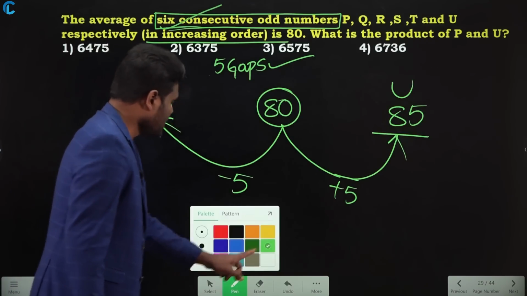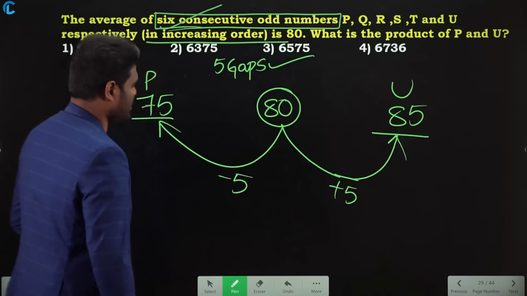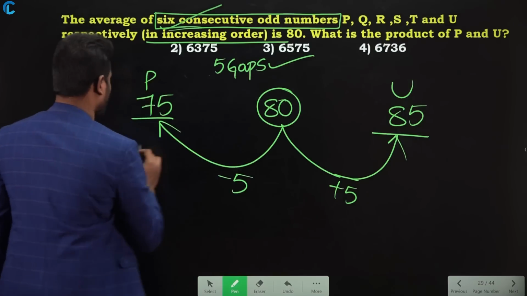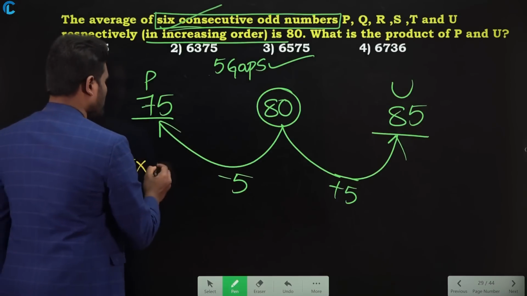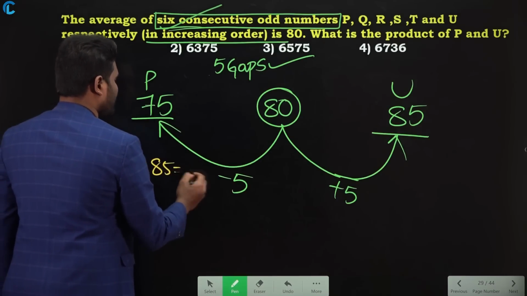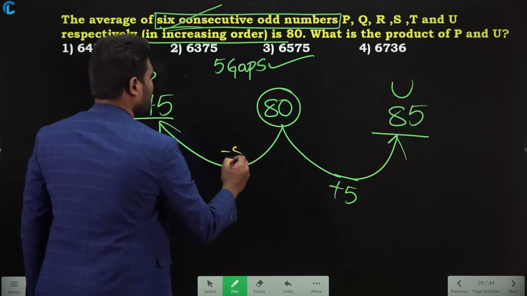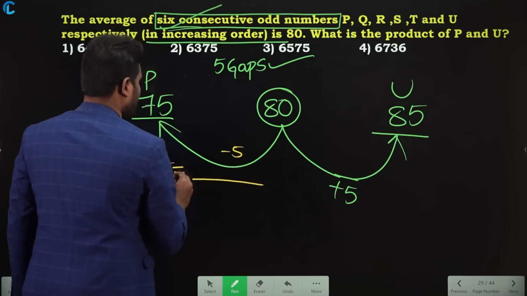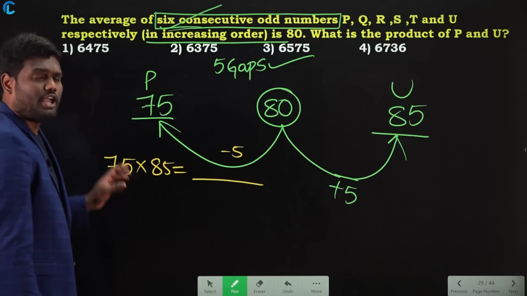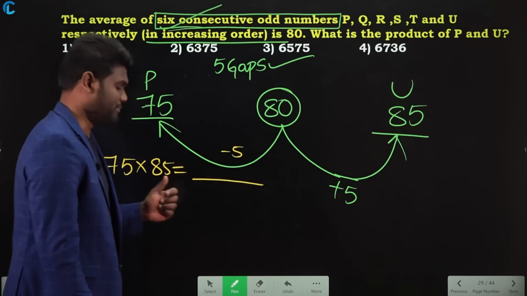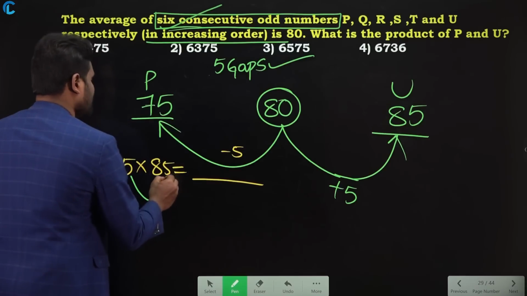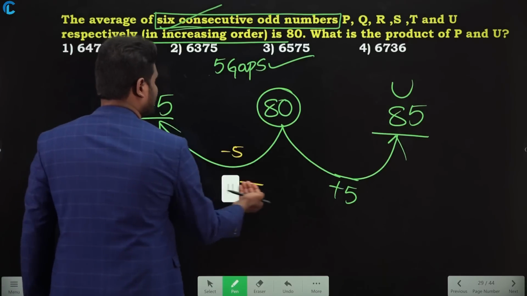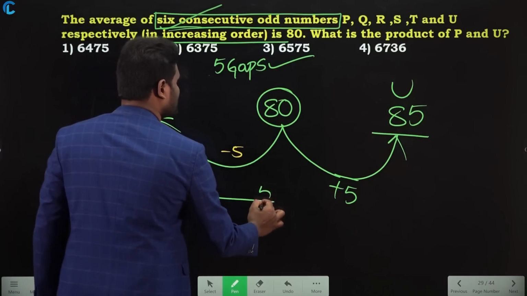Now what is the question? The question is to multiply these two numbers. It is the product of PU. P is 75 and U is 85. We are asked to find the product of these numbers. If you are good at multiplication, you can multiply the numbers, or else you can just check the last digit. 5 into 5 is 25, so the last digit should be 5.